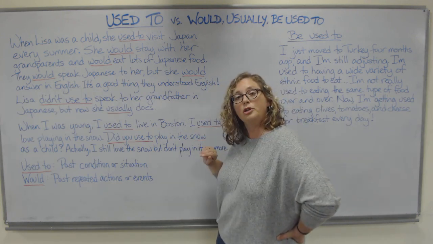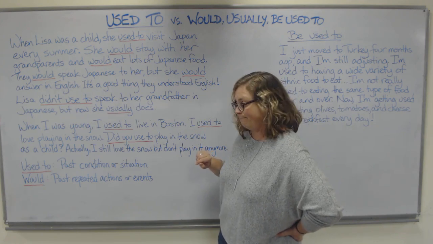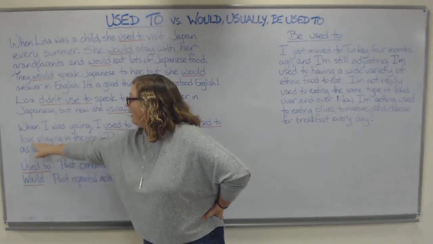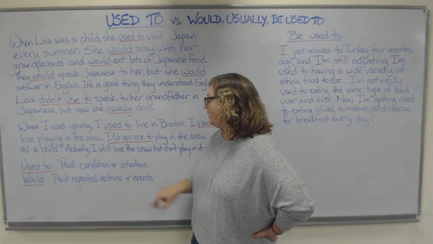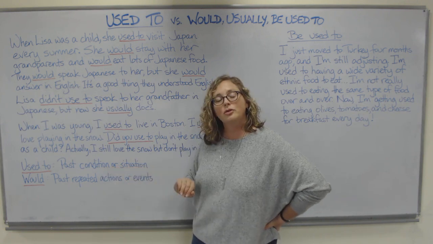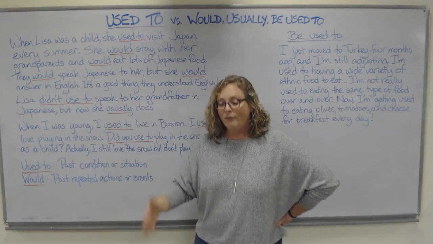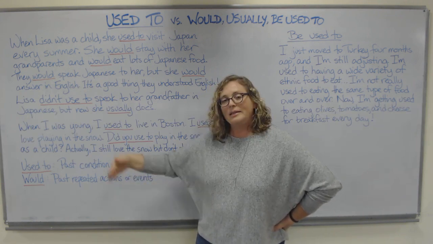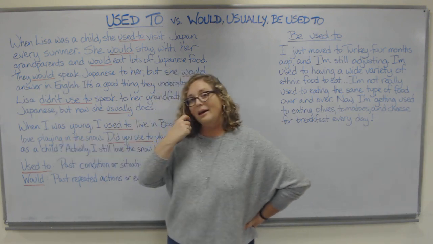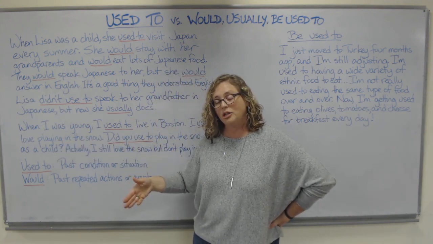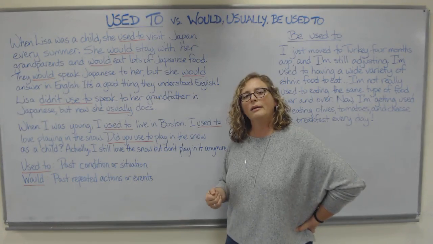Is it possible to use would here? Love is not a repeated action. It's not a repeated event. It's a past condition or situation. You only use would if it's an event or an action that repeats many times. You could say, I would play in the snow. That's a past action. But for love, I used to love playing in the snow.